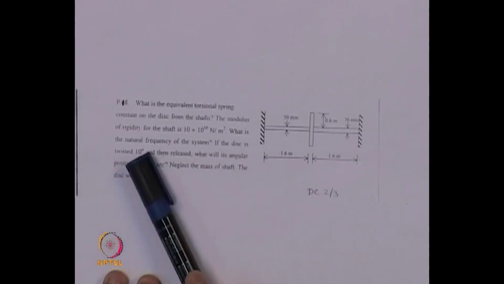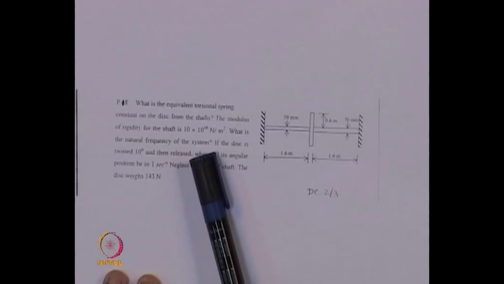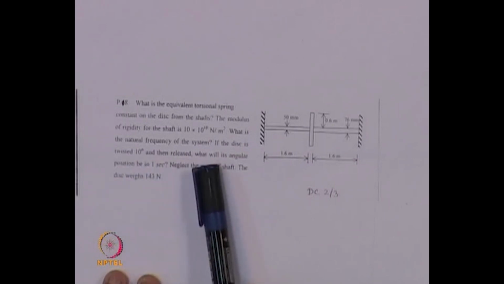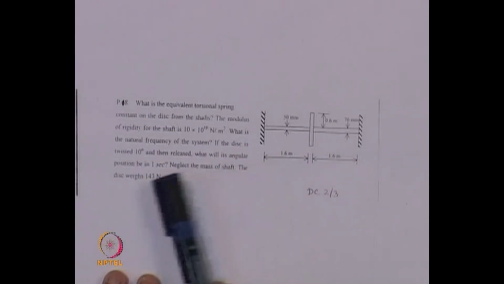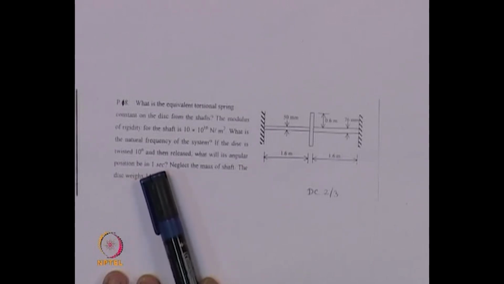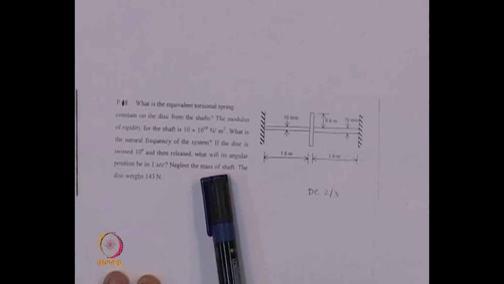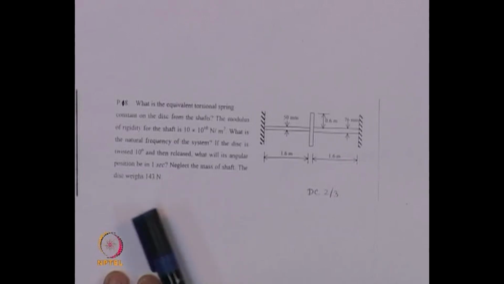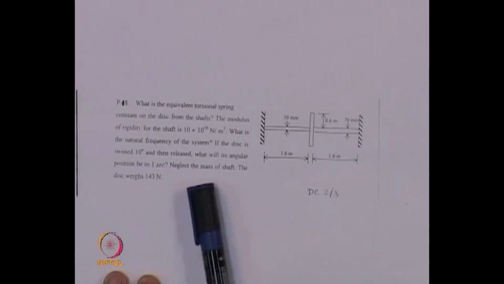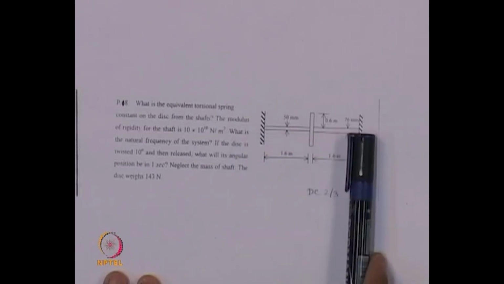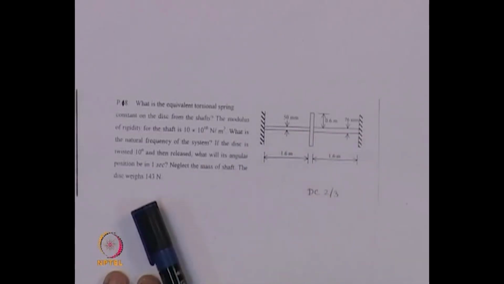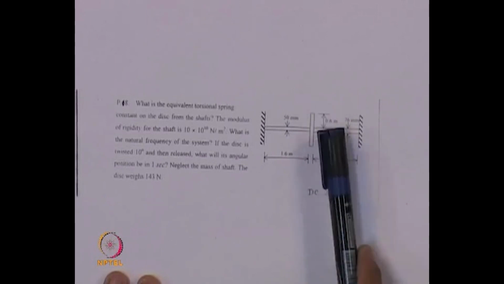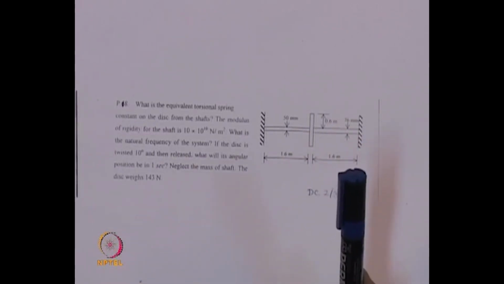The modulus of rigidity for the shaft is given as 10 to the power 11 Newton per meter square. What is the natural frequency of the system? If the disc is twisted 10 degree and then released, what will be its angular position after 1 second of vibration? Neglect the mass of the shaft. So, the mass of these two shafts can be neglected and the disc weighs 143 Newton.